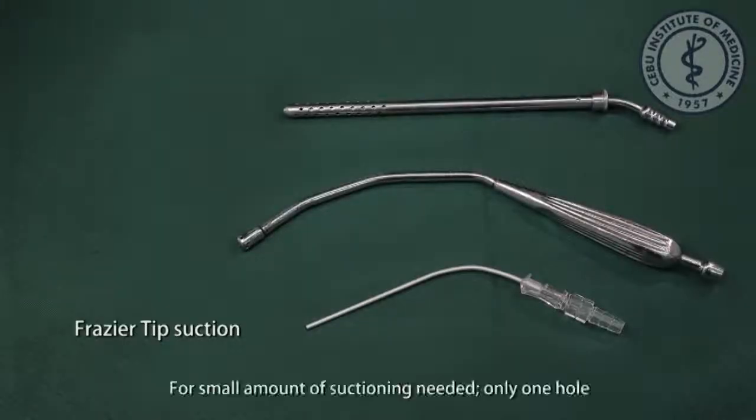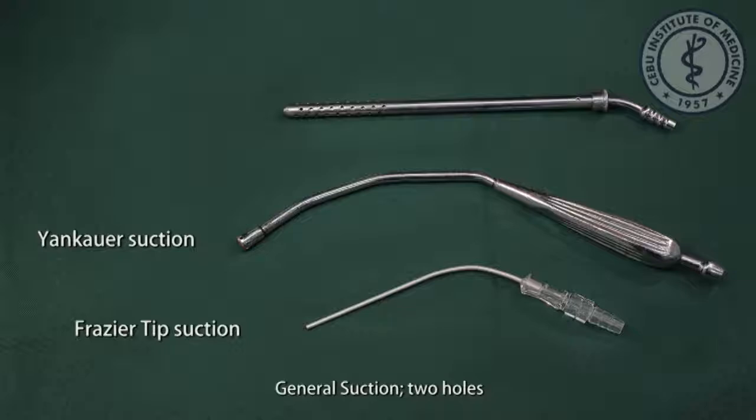Suction. Frazier tip suction, for small amounts of suctioning needed, only one hole. Yankauer suction, general suction, 2 holes. Pool suction, general suction, many holes.